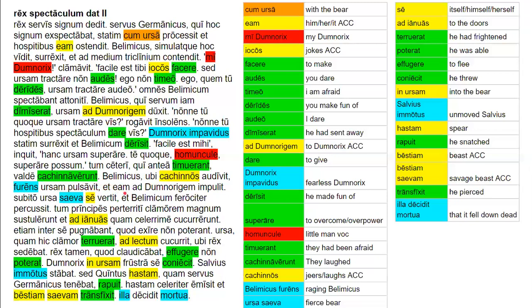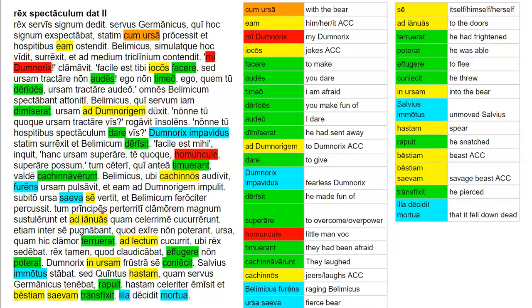It's a demonstrative pronoun. Subito ursa saeva se vertit, et Bellimicum ferociter percussit. So suddenly, the savage bear turned itself and struck Bellimicus fiercely, ferociously. Okay, so subito is an adverb. Vertit se is the perfect tense verb with a reflexive pronoun. Percussit is a perfect tense verb, and the direct object is Bellimicum with the adverb ferociter. So he kind of overplayed his hand there, and he ended up getting hurt.